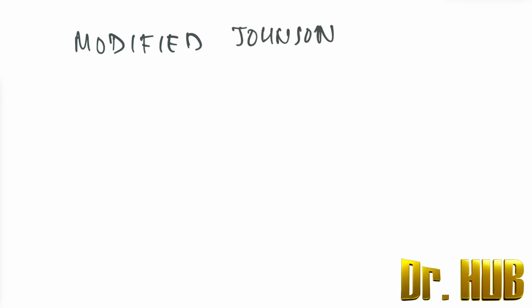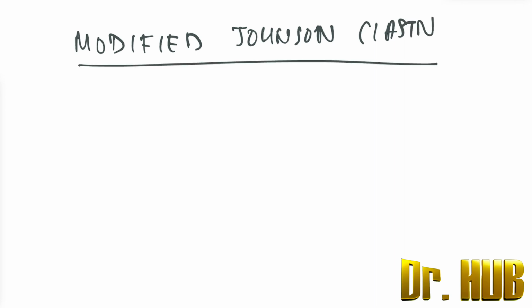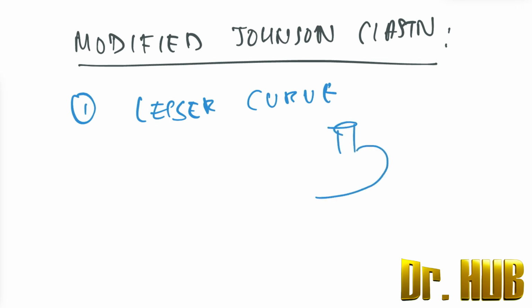Next we move on to the modified Johnson classification as well. In this type of classification, the first one is present in the lesser curve. To put it in the diagram, say this is the stomach. The first one is going to be here, that is in the lesser curve or the incisura.